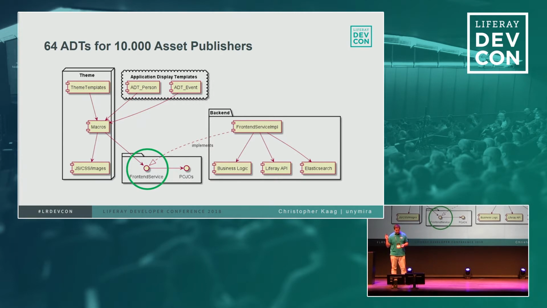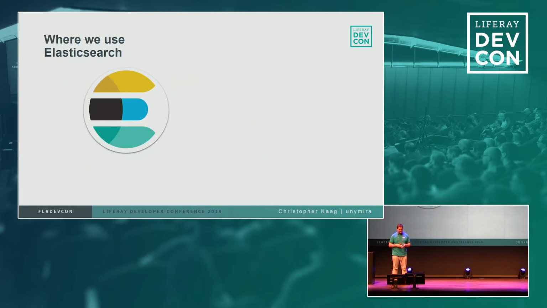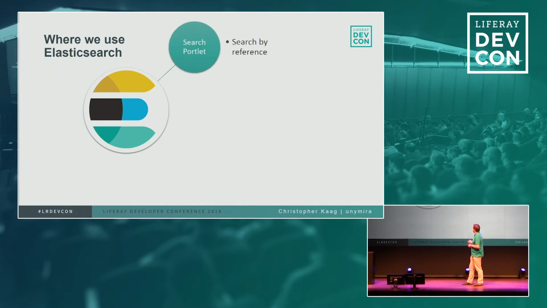Which brings me to the last part of this talk, where we actually used Elasticsearch. I will be skipping some slides because the previous talk was explaining some of them. For one, we ended up developing our own search portlet. If you remember, this was a 7.0 project. The previous talk explained how the new 7.1 search is split into widgets, and you can customize those widgets. In our case, we had some special requirements.